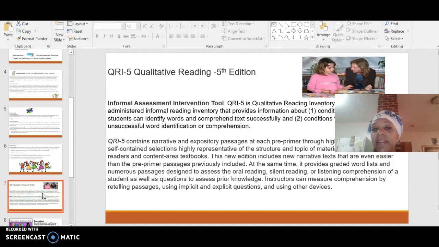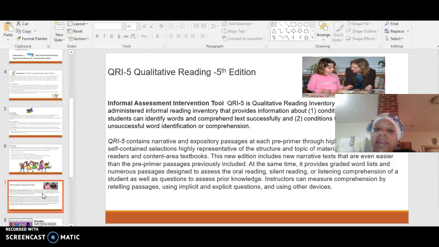Now, with QRI-5, this is another informal tool of assessment. It's an individually administered, informal reading inventory that provides information about the conditions under which the students can identify words and comprehend text successfully, and the conditions where they can't do that. And this is when you know that you have to pull the correct types of books for them to read.